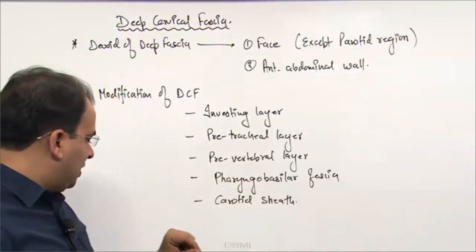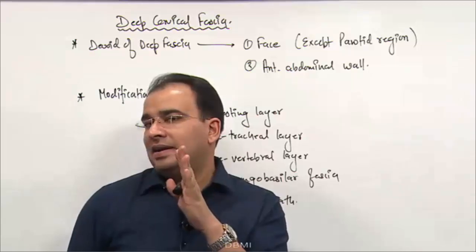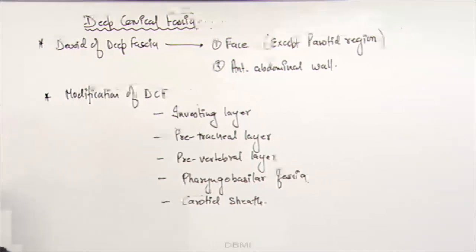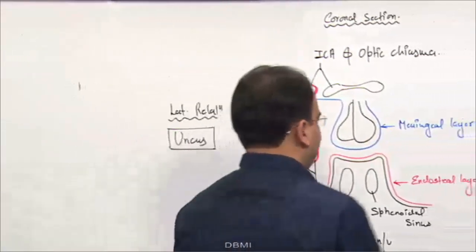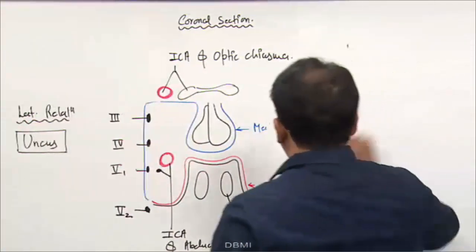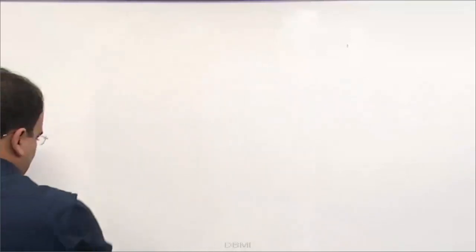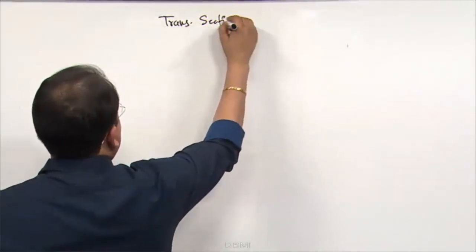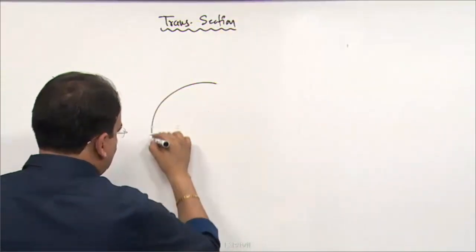So to understand this deep cervical fascia, we need to take two sections. First we'll take a transverse section and then we'll take a longitudinal section with head turned to one side to understand these fascia and their displacement. So let's first take a transverse section of the neck, and in the transverse section of neck we see how all these fascia are displaced. So guys, this is the transverse section of neck.